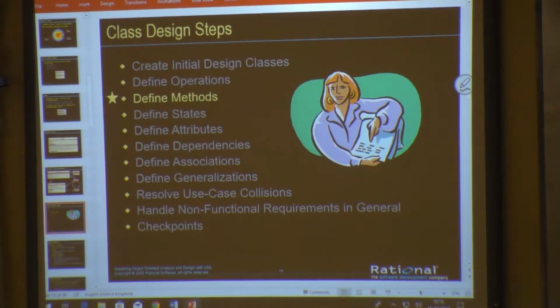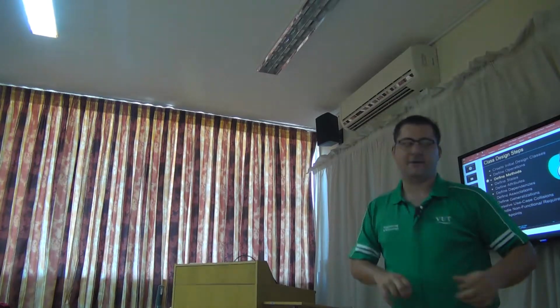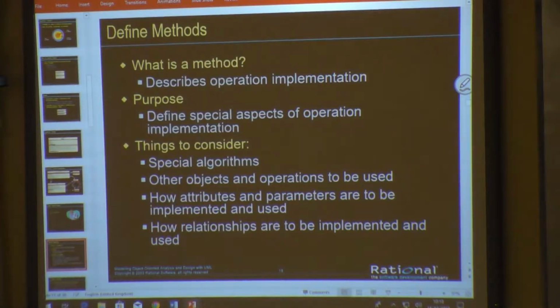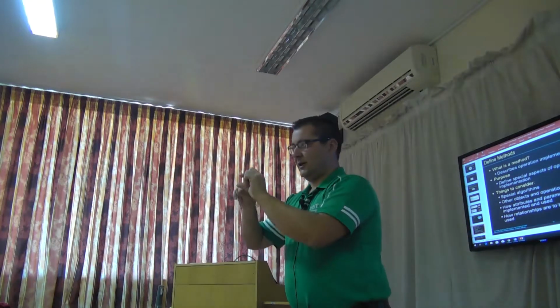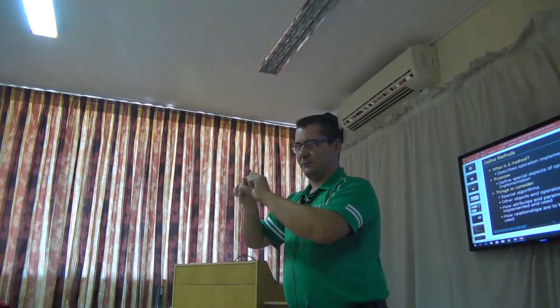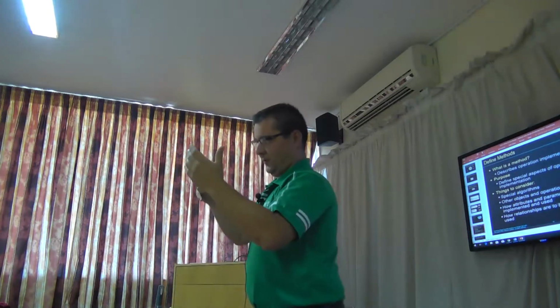Then they talk about quickly defining methods. So what is the difference between a method and an operation? Okay, so what they say to us, a method describes the operation implementation. It is now getting to the finer details about how is that operation going to happen. The operation is really just that signature, it's really just that name, what is going to happen. Just a statement.